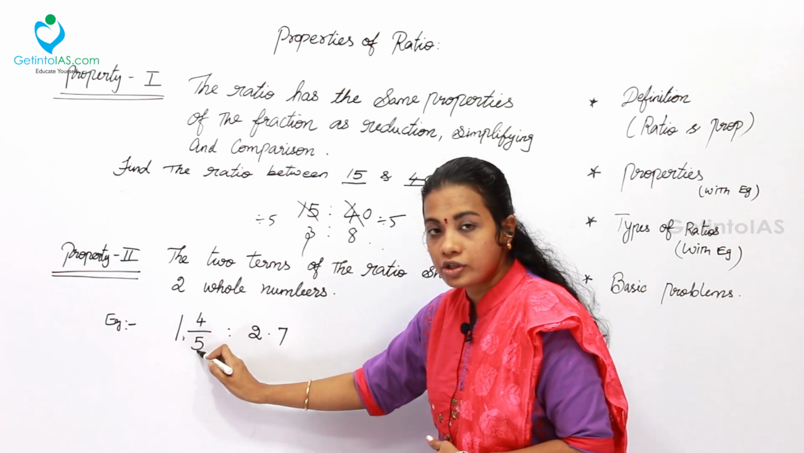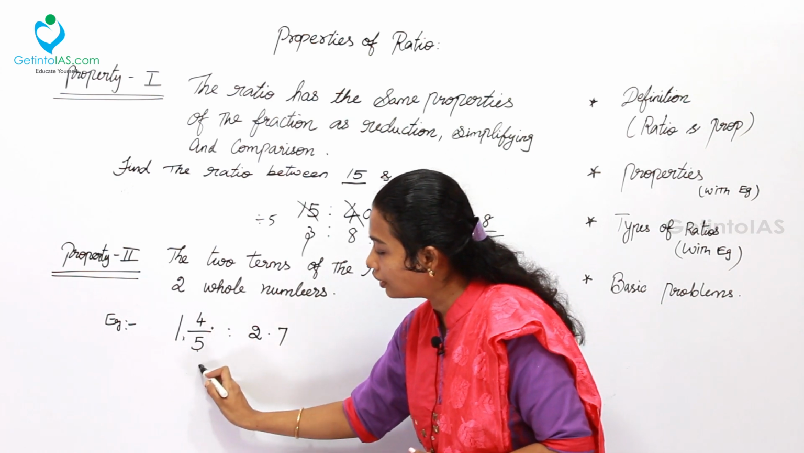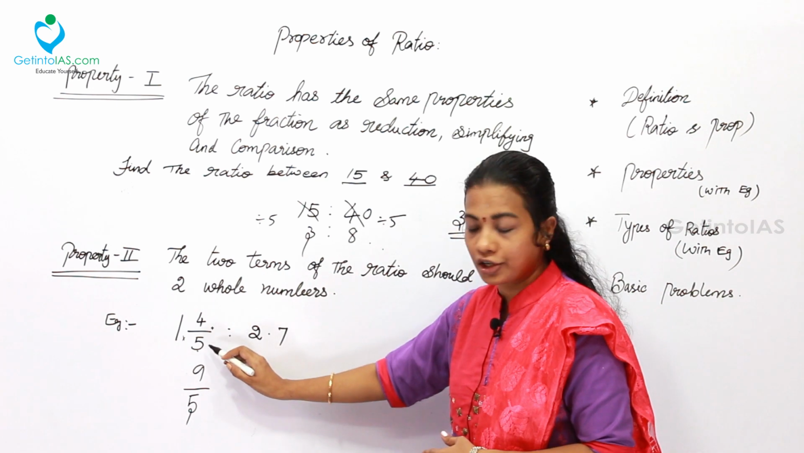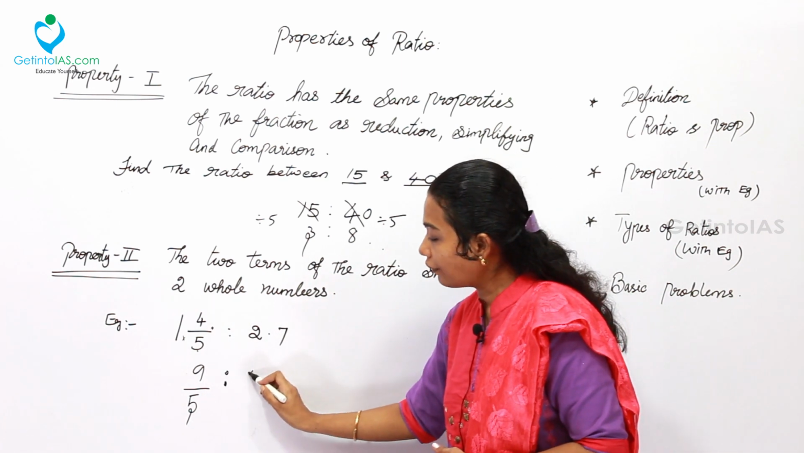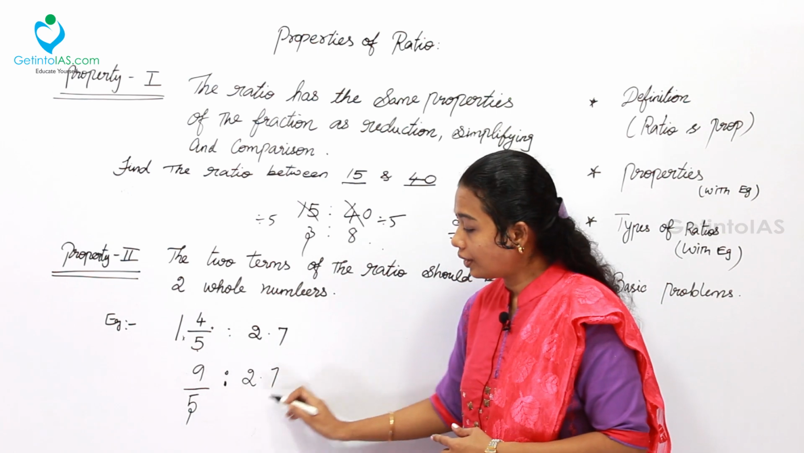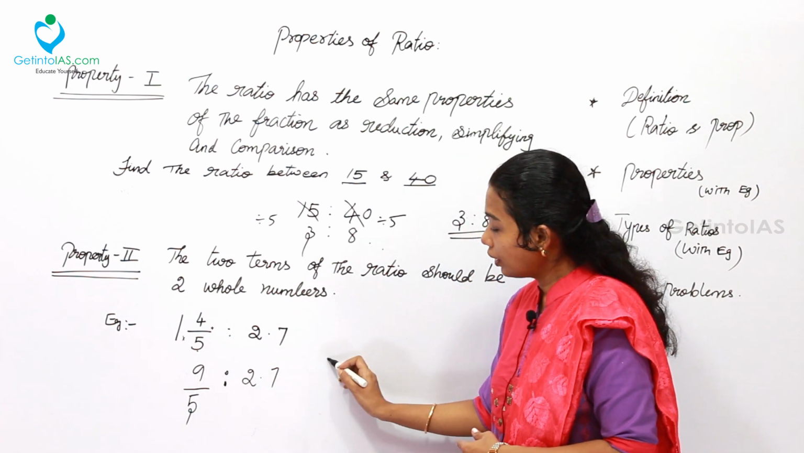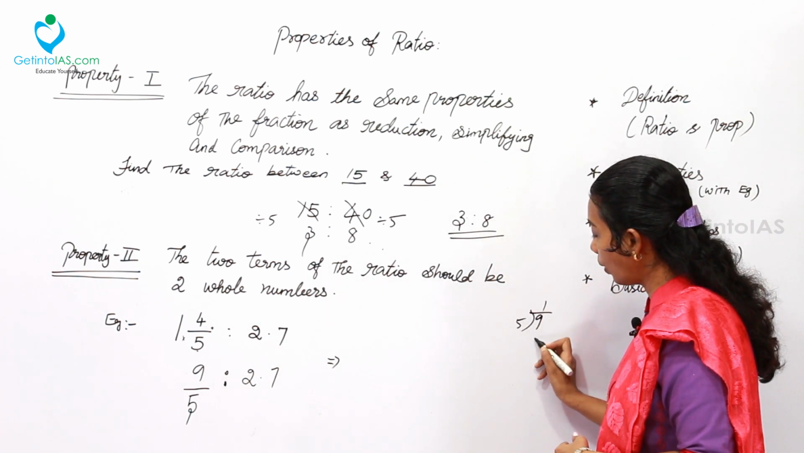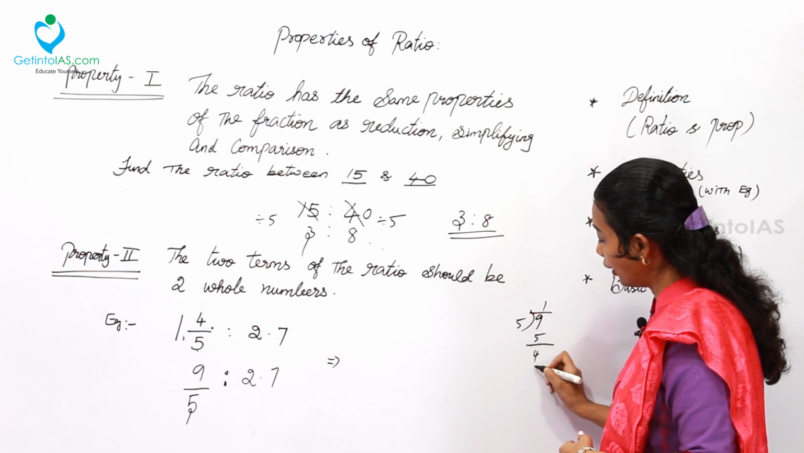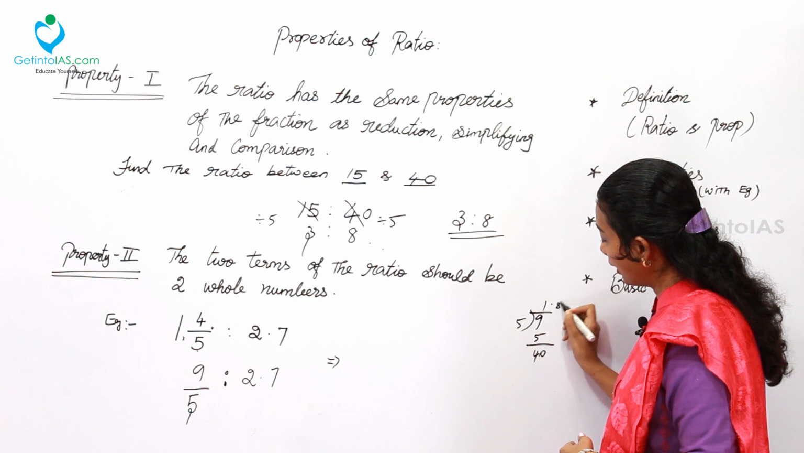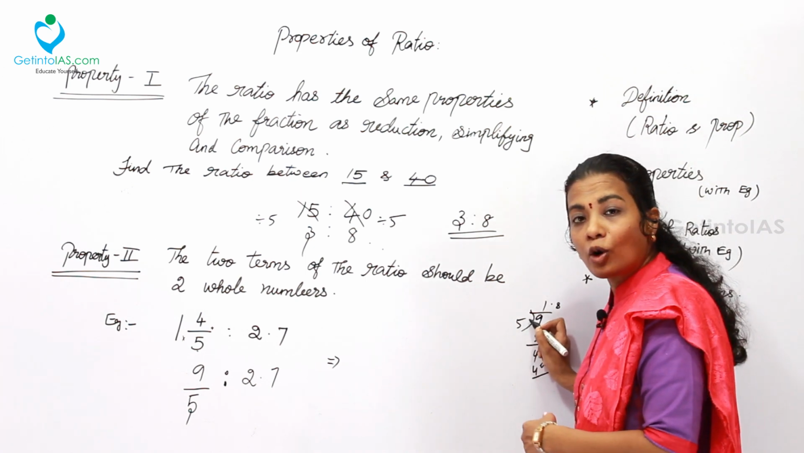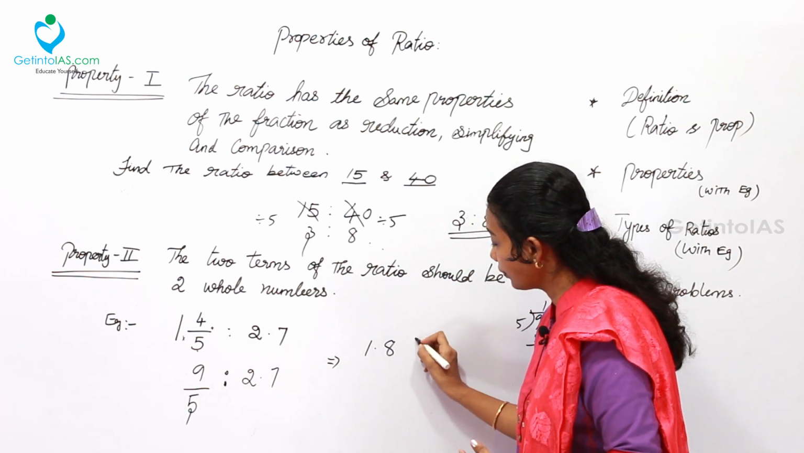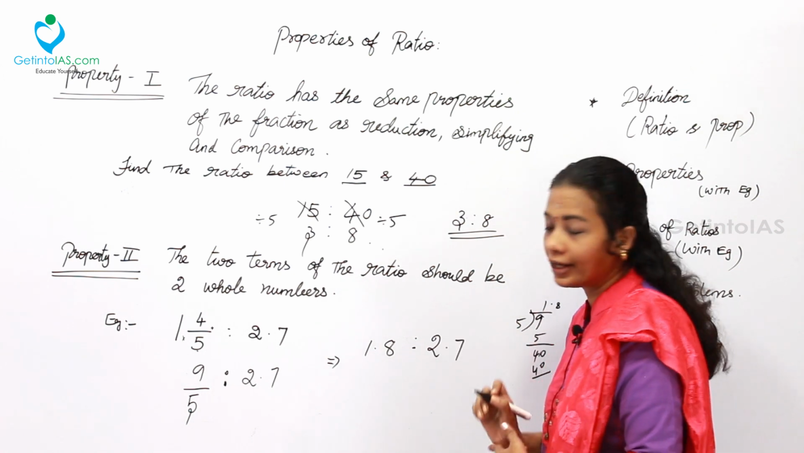1 into 5 is 5, 5 plus 4 is 9, so 9 by 5 is the equivalent improper fraction for the mixed fraction. The ratio is to 2.7. One is in the form of a fraction, another is in the form of a decimal value. So converting this fraction into a decimal value, 9 divided by 5: 1 time, 1 times 5 is 5, carry over 4, 0. The point is to be taken, 8 into 5, 40, so 1.8. Now I am taking 1.8 instead of 9 by 5, ratio 2.7.